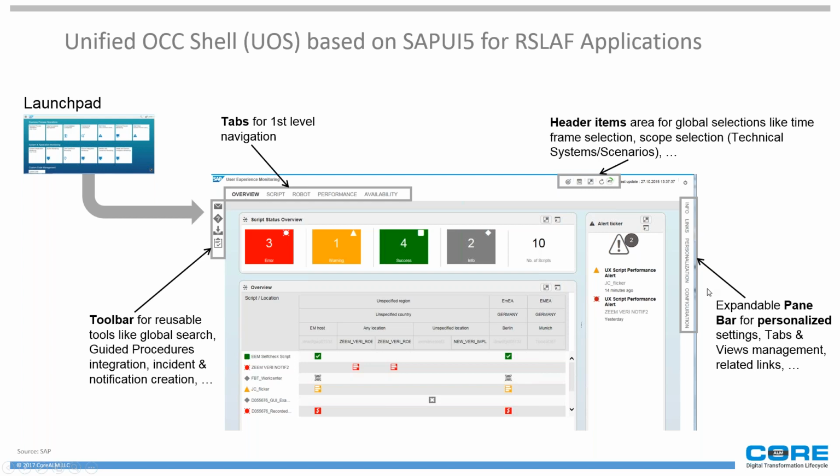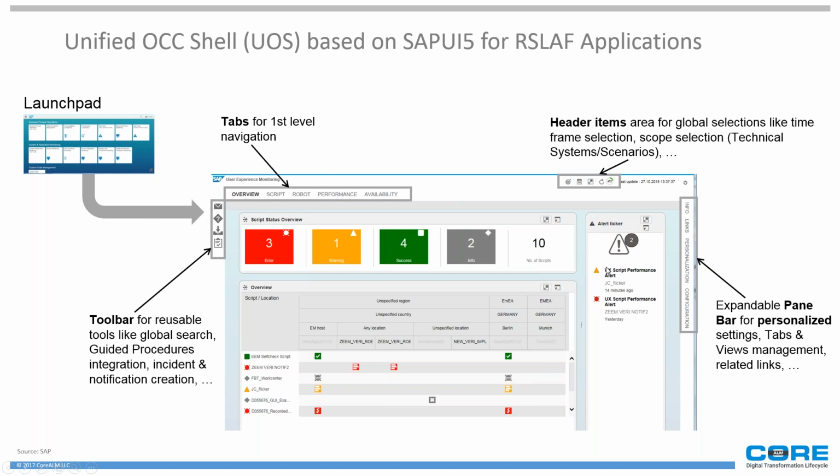On the far right side, you're going to see the expandable pane bar for personalized settings. So there's a lot of personalization that you can do. You can configure the display. You can create your own dashboards or your own tab, and then you can drag different areas that you want to see in that. So really, it makes it easy for the end user to make it more friendly for them, the way they see it fit.